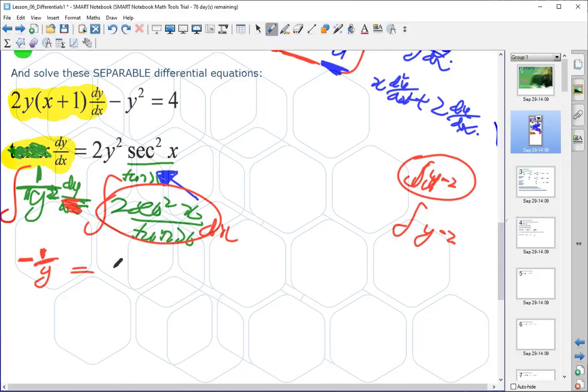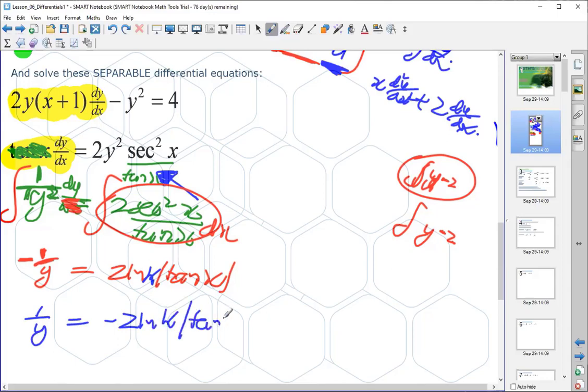Would it be 2 ln tan x? 2 ln tan of x. Where do you want your constant? Can make it ln k. Okay, tan x. And then I don't know if I'm going to do much about that. I'm going to rewrite that as 1 over y equals minus 2 ln k modulus of tan of x. And then if you want, you could reciprocate both sides, but I think I'll just leave it like that.